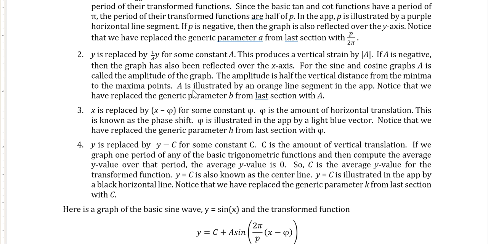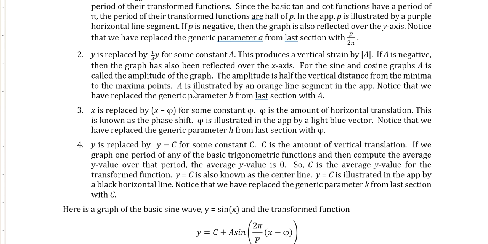The way this is set up, we do those stretches horizontally and vertically first, then we do the translation. If x is replaced by x minus phi for some constant phi, phi is the amount of horizontal translation. This is known as the phase shift. Phi is illustrated in the app by a light blue vector. Notice that we have replaced the generic parameter h from last section with phi. And then finally, we replace y by y minus c for some constant c. C is the amount of vertical translation.